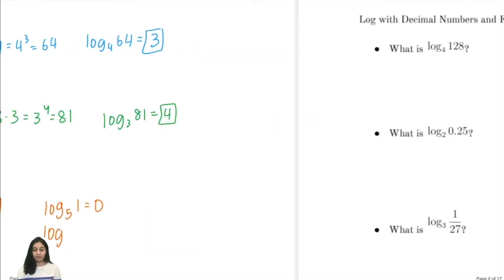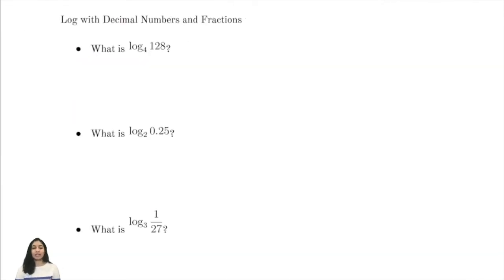Now let's move on. I'm going to look at some examples with logs involving decimal numbers and fractions. So these are some more complicated applications. For the first problem, we're trying to find log base 4 of 128. So basically, what power x do we need to get 128? In this case, you may want to just try multiplying 4's, and you'll see that there's no integer x that satisfies this equation. And that's because x is actually a decimal.